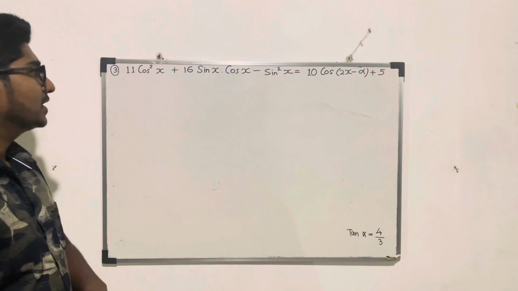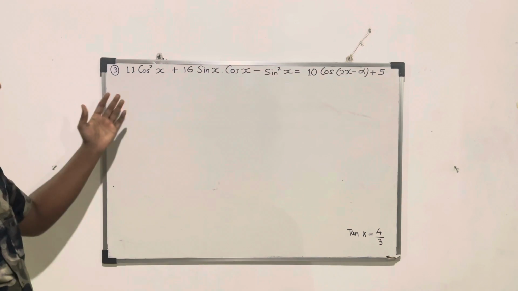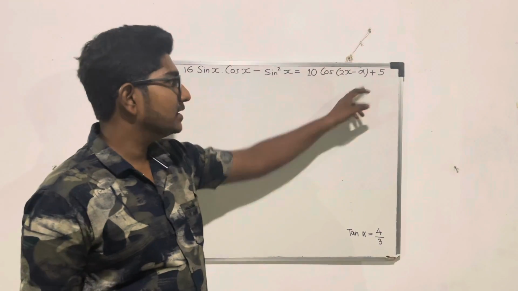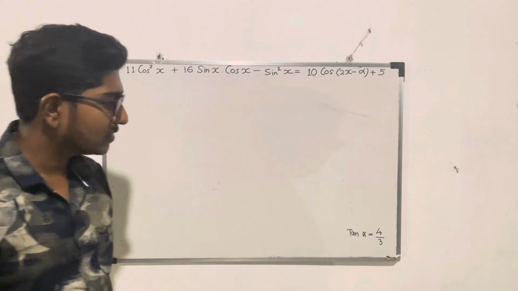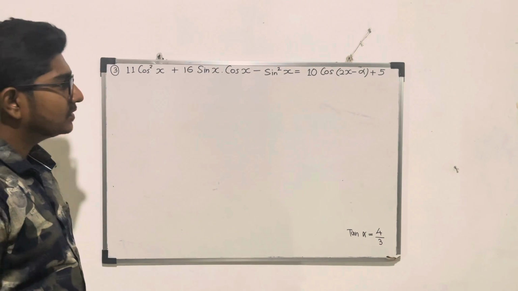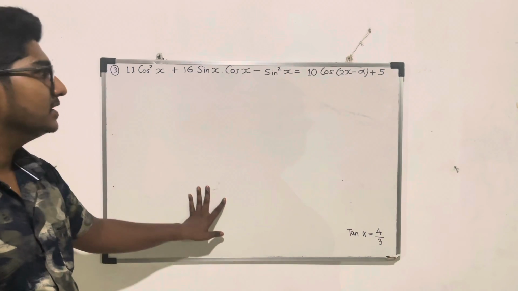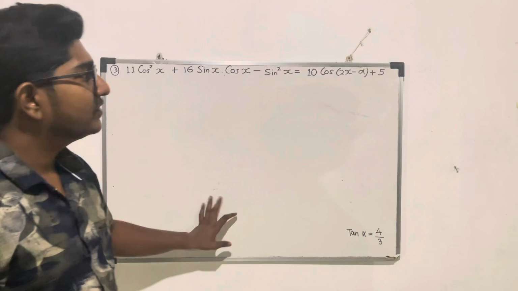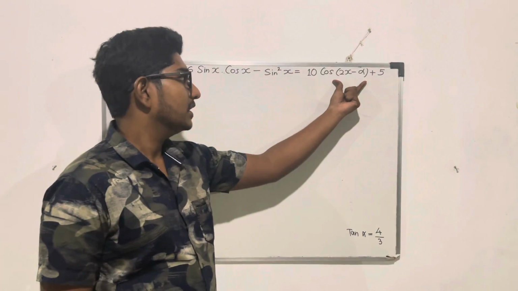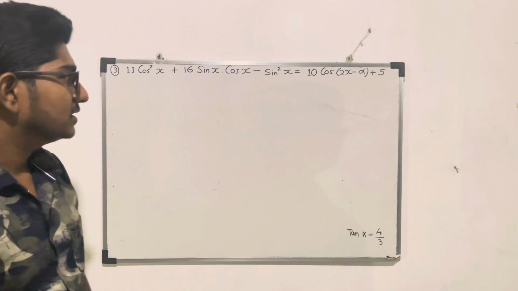Question number 3. So they have given a trigonometric identity. In the left hand side we have only x angles. Here we have 2x minus alpha. What is alpha? They have given in the question tan alpha as 4 over 3. We can start our simplification from the left hand side, but I prefer starting this identity from the right hand side because we have the cos a minus b formula in the right hand side.